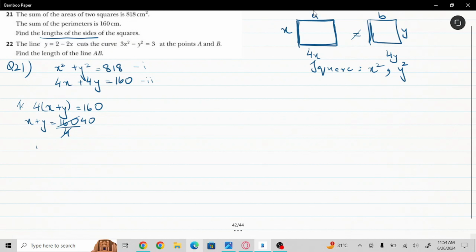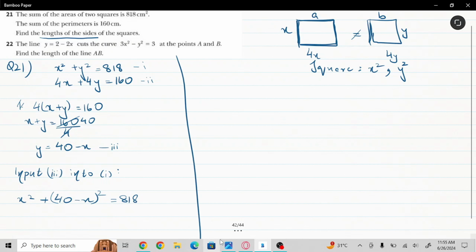And we can say that y is equal to 40 minus x, and this is going to be equation number 3. So again, we put equation 3 into equation number 1. So we are going to get x squared plus (40 minus x) whole squared, instead of y, is equal to 818. What we do next is open this up: x squared plus a squared, which is 1600, minus 2 multiplied by a multiplied by b, plus b squared, is equal to 818.